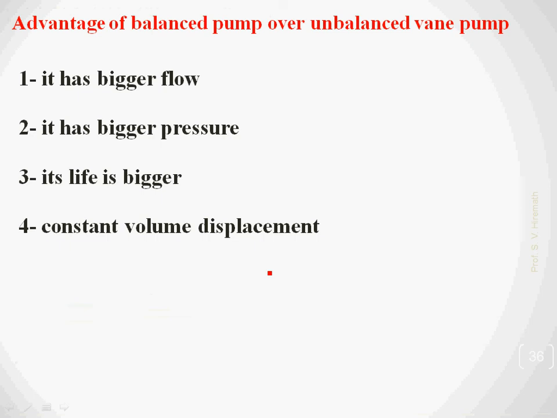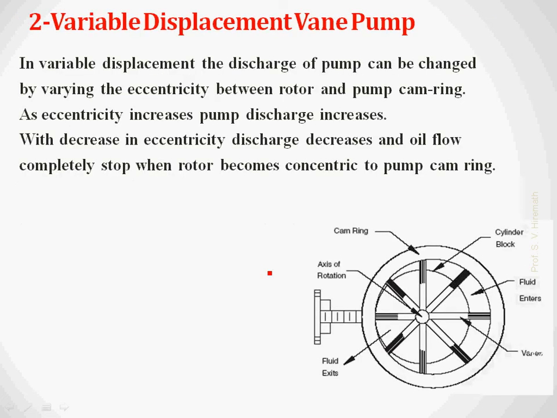The advantages are, it gives bigger flow because of 2 inlets and 2 outlets. It has bigger pressure also, the life is also better, and constant volume displacement. You cannot change the amount of volume which is discharged. In the case of variable displacement, we are going to change the eccentricity between the cam ring axis and the rotor axis, so that I will be changing the amount of fluid which is discharging through the outlet line.